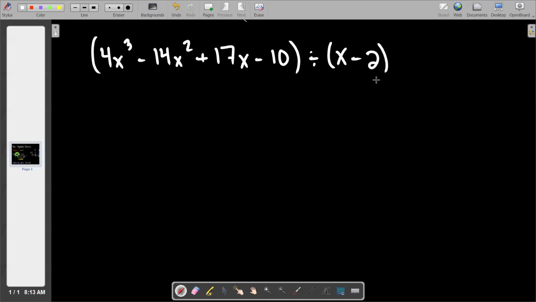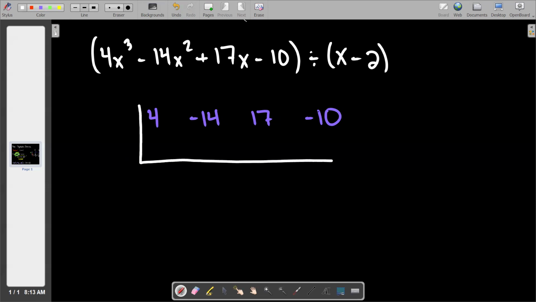So we're going to take the numbers at the leading part of the dividend, and they are 4, negative 14, positive 17, negative 10. And then we're going to draw an upside down division sign, leaving space. And what number is going to go on the outside? Positive 2. And the cycle begins. Step 1: drop your 4. Whether you draw the arrow or not, remember to drop it all the way down below the synthetic division sign.